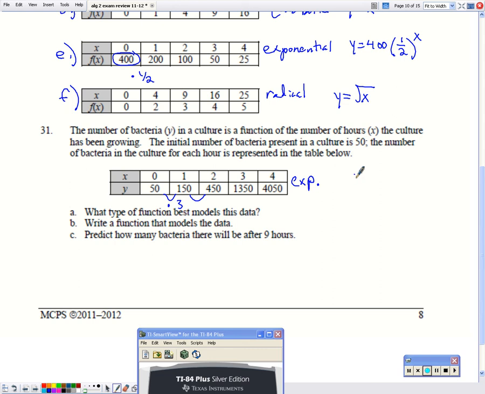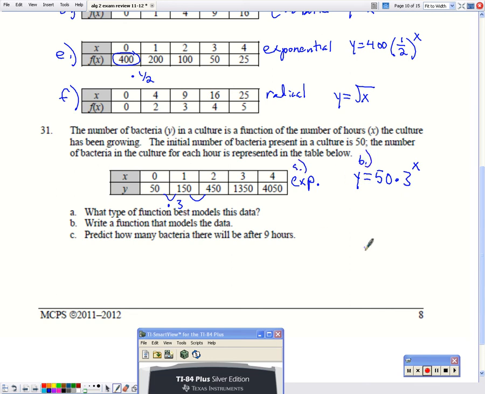Because it's exponential, and we see 0 is paired up with 50, we know 50 is our a value. And because we know that we're multiplying by 3, we know 3 is our b value. So there's our function. That's the answer to A. Here's the answer to B.